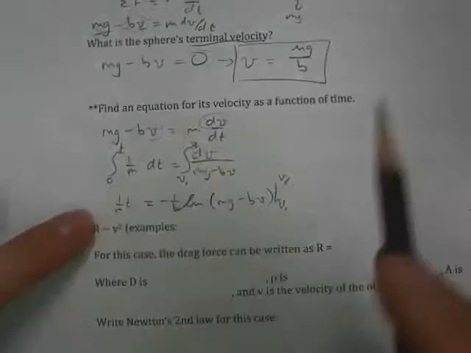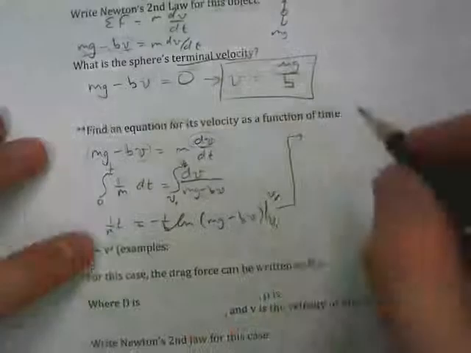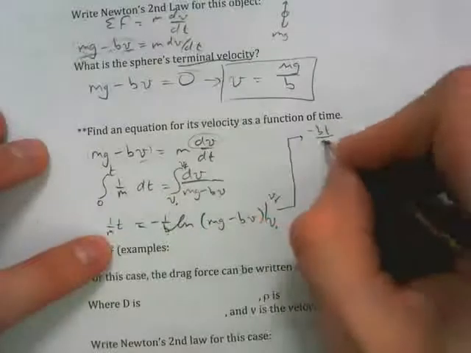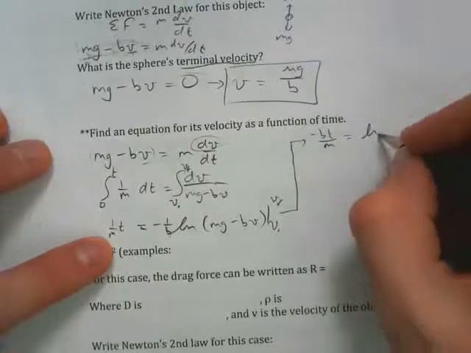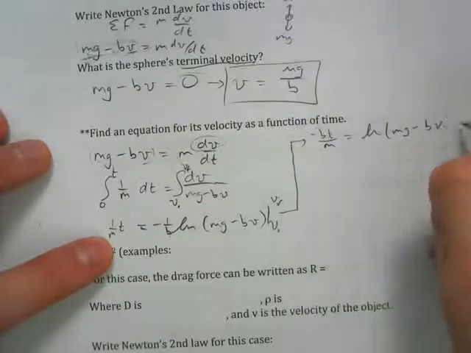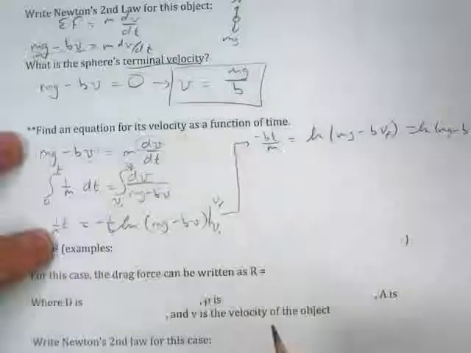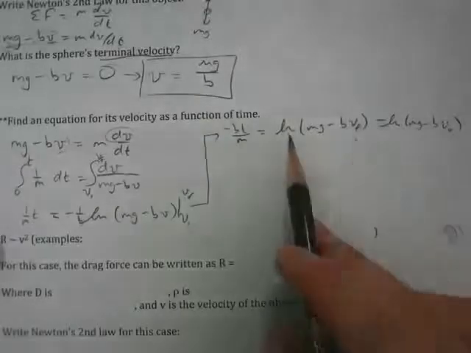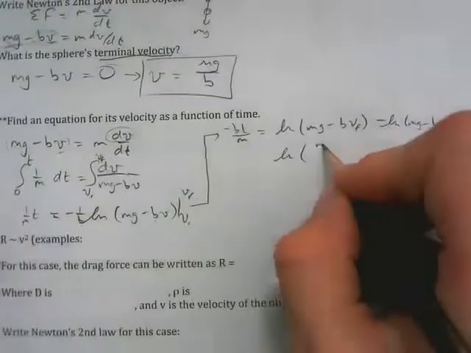And then once we're here, we plug in values and do some obnoxious algebra. If we move this over, we've got a negative bt over m on the right side. On the left side, we plug in v final, which gives us natural log of mg minus b v final, minus natural log of mg minus b v naught. Now, property of logs, if you're subtracting these two, then you can divide them inside one log.